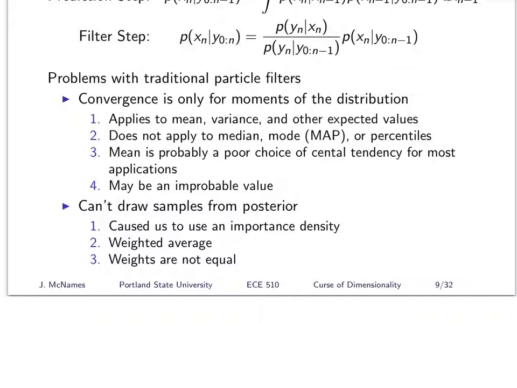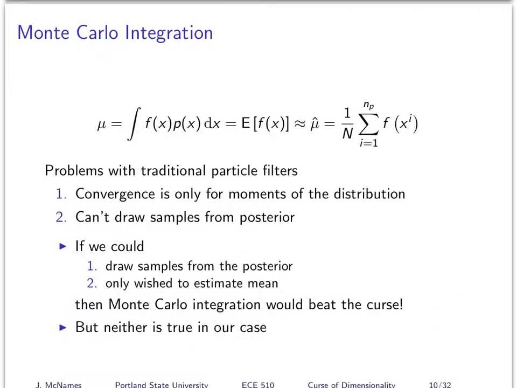The second, and in my mind the killer, is that we can't draw samples from the posterior distribution. A, we don't know what it is, and B, even if we did know what it is, that doesn't mean that we've got a random number generator that we can use to draw samples from the posterior. We can't. And so we found sort of a way around that. That's what led us to use the so-called importance density, which led us to use a weighted average rather than just an unweighted average. And then the weights became unequal, and we found other problems associated with that.